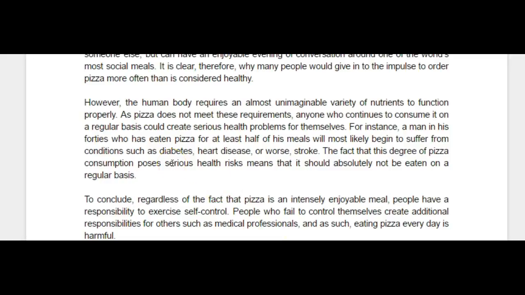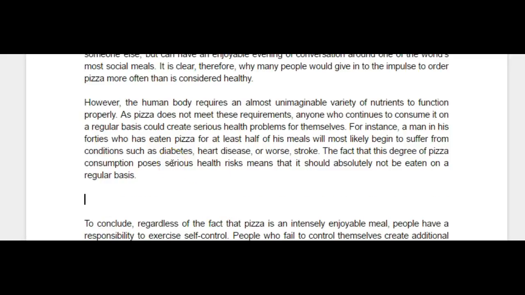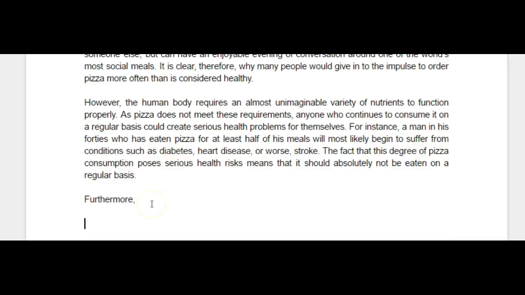If I want to talk about waste, I'm going to have to start another paragraph and do this. Or even this. If I want to explain something else, like the health, so I've explained the health crisis here. If I want to go on to talk about waste or expense, I would have to start a new paragraph. So remember that. Keep your paragraphs focused.